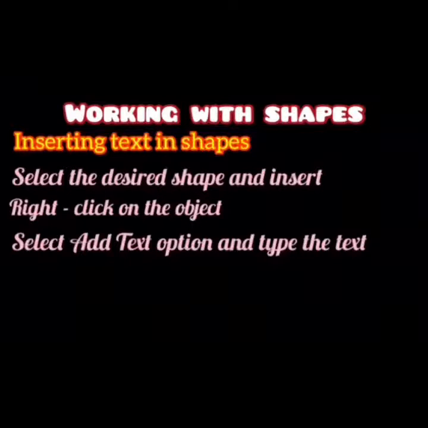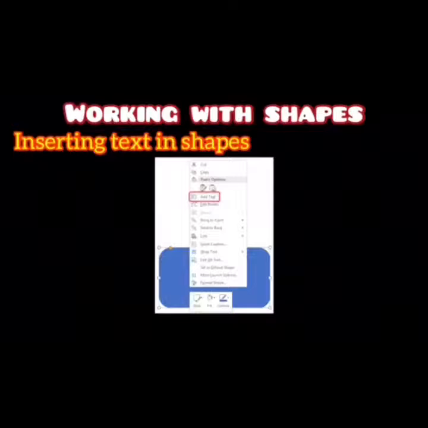So what are the steps for inserting text in a shape? First you have to insert a shape in our document. Then I have to right click on that particular shape. You can see many options here, right?